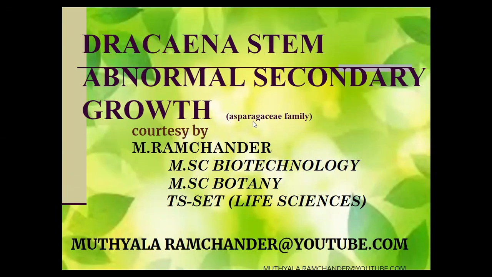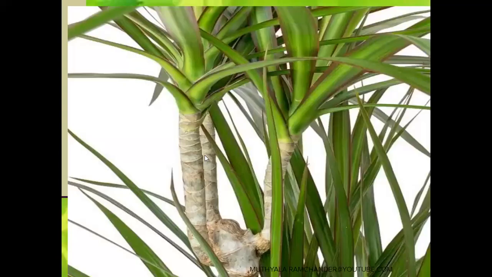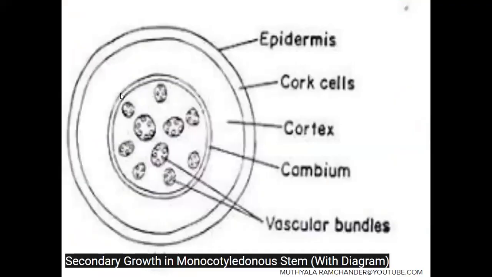Some monocotyledons like Dracaena, yucca, aloe vera participate in abnormal secondary growth. It is the Dracaena stem. We observed secondary growth of monocotyledon in the Dracaena stem.